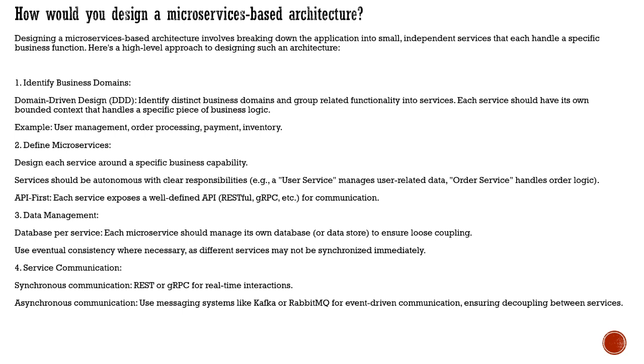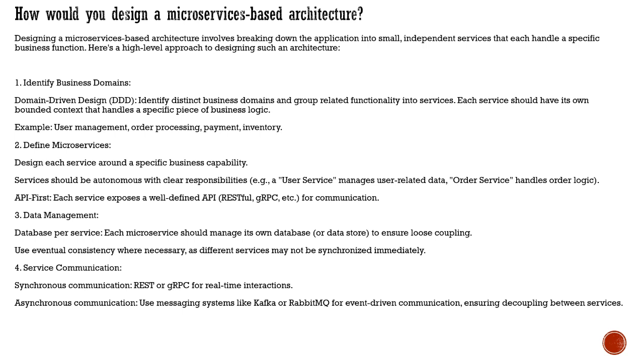Now, API-wise, each service will expose certain APIs that can be used for communication with the help of RESTful or gRPC. When it comes to data management, database per service is one of the important principles of microservices. Each microservice should have at least its own database. It is not mandatory, but it is suggested. It gives you loose coupling, and eventual consistency: different services may not be immediately synchronized, but ultimately they will be. That's how we have to deal with it.